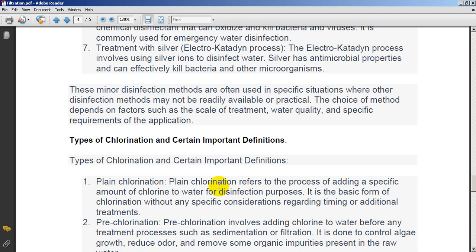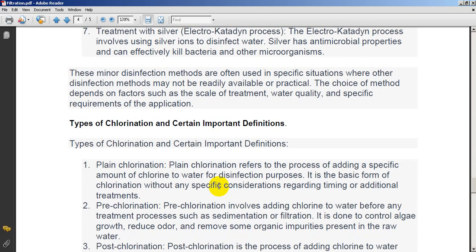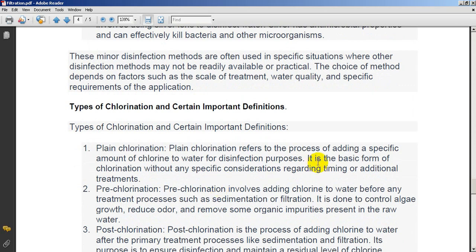Types of chlorination and certain important definitions. 1. Plain chlorination. Plain chlorination refers to the process of adding a specific amount of chlorine to water for disinfection purposes. It is the basic form of chlorination without any specific consideration regarding timing or additional treatments.